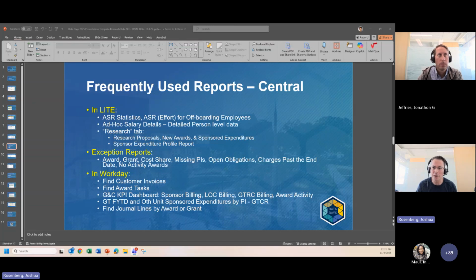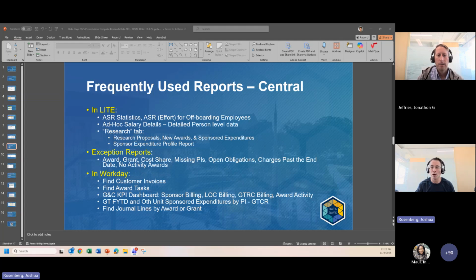Sponsored expenditures, I use that sometimes, but it really doesn't help me too much until payroll hits. So it's really good to look at towards the end of the month as opposed to this early in the month. But it is a view I can get.